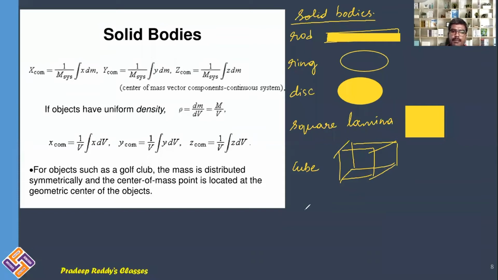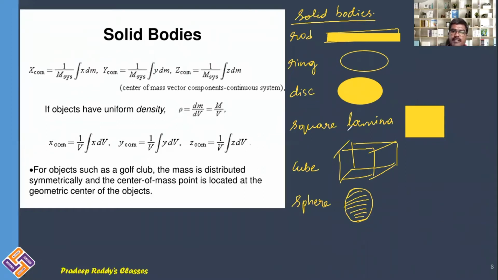Or you can take a sphere. Sphere is a solid object. These all are solid objects, solid bodies. Point masses, these are not point masses. The mass is distributed throughout the length or area or volume.